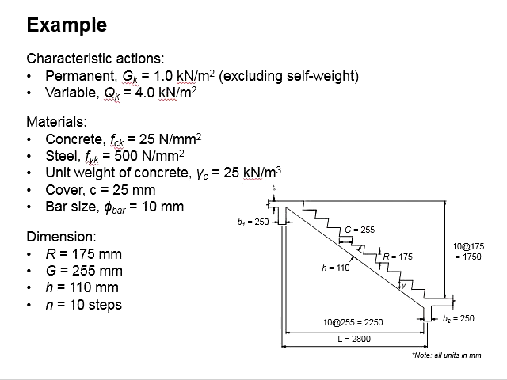In terms of the actions, the GK is 1.0 kN per meter square, and this is excluding the self-weight of the staircase. There will be QK, which is 4 kN per meter square. In terms of the properties of the material, the concrete strength is 25 Newton per mm square. The steel strength is 500 Newton per mm square. The unit weight of the concrete is 25 kN per meter cube. Concrete cover is 25 mm, and the size of the reinforcement bar used is 10 mm diameter.